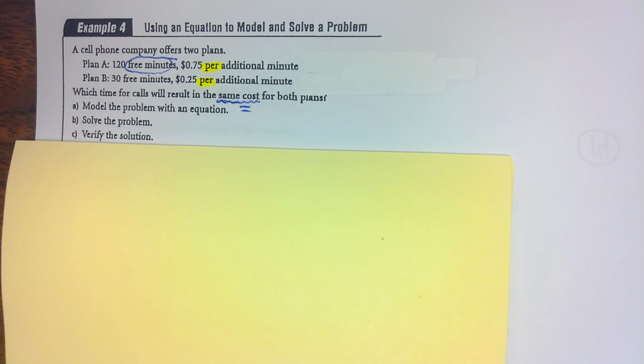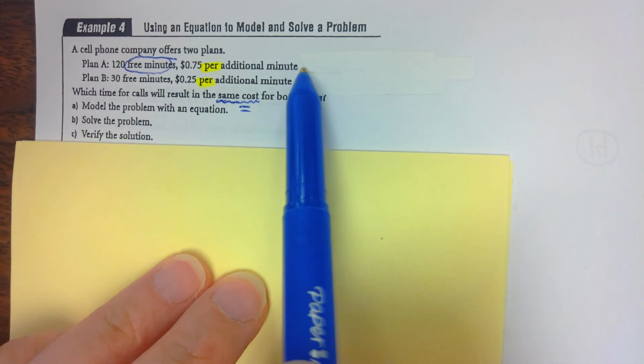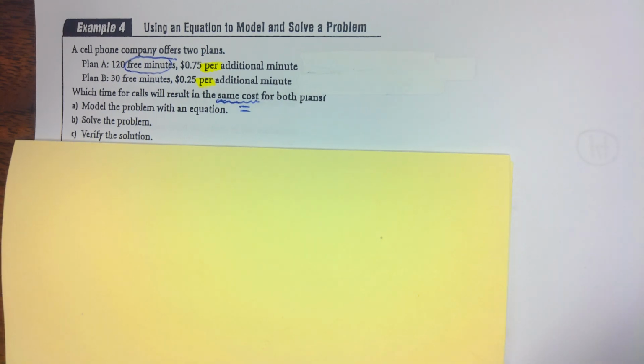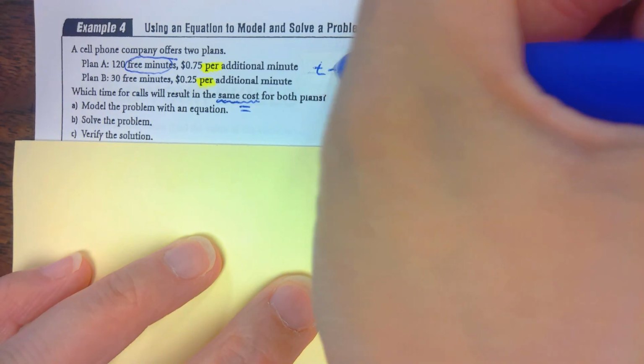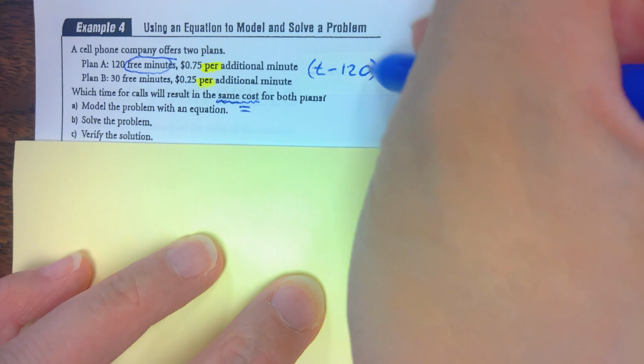Okay. So for plan A, can we write an expression to model A? Let's see. Aiden. T minus 120 times 0.75. Good job. But what about that T minus 120? What do you need to put it in? Yeah, you have to put a bracket around this.